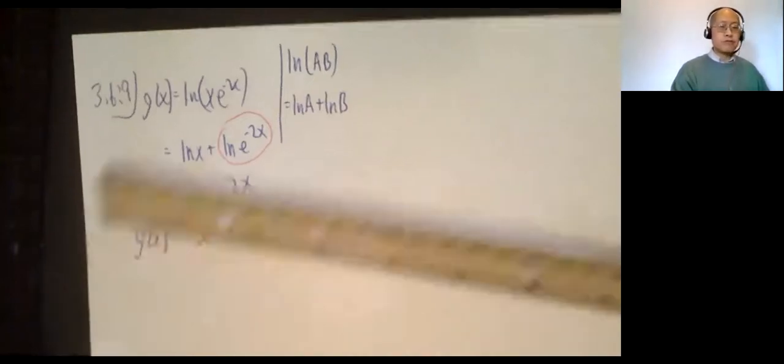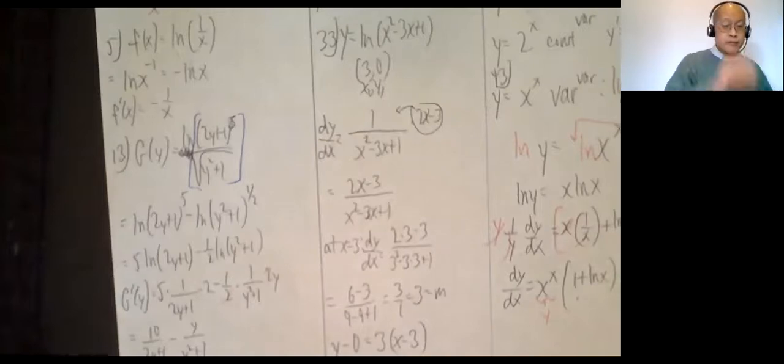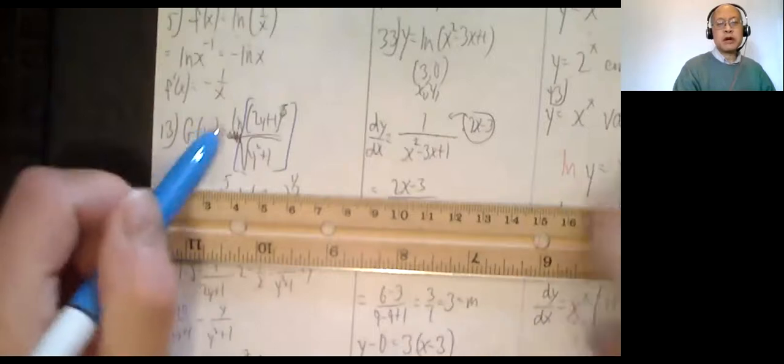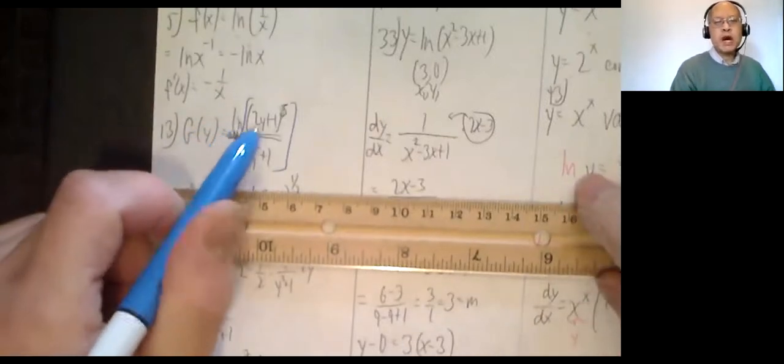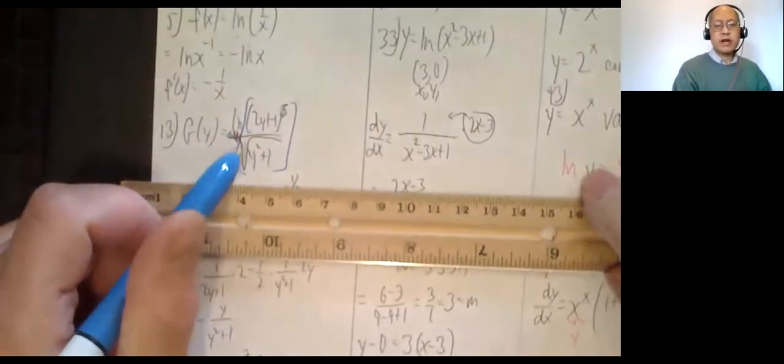So whenever you can do properties of logs, you should do properties of logs. And that was a perfect example there. The next one I'm going to show you is also like that. Number 13 was pretty bad. In fact, it's so bad I even had a hard time writing it. g of y is the natural log of 2y plus 1 to the 5th power divided by the square root of y squared plus 1.